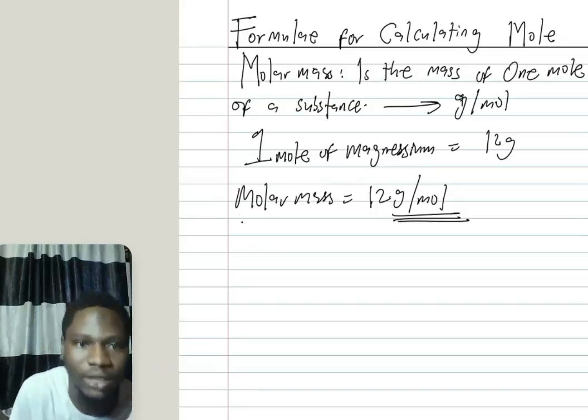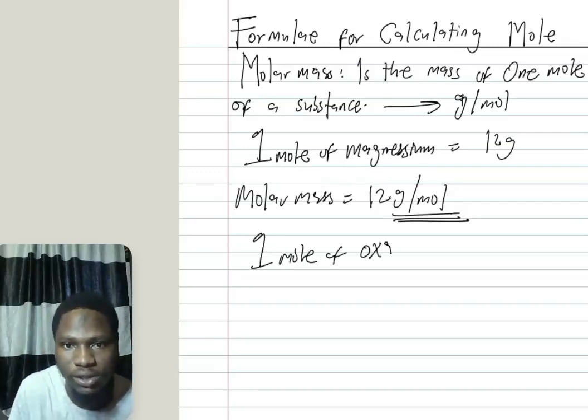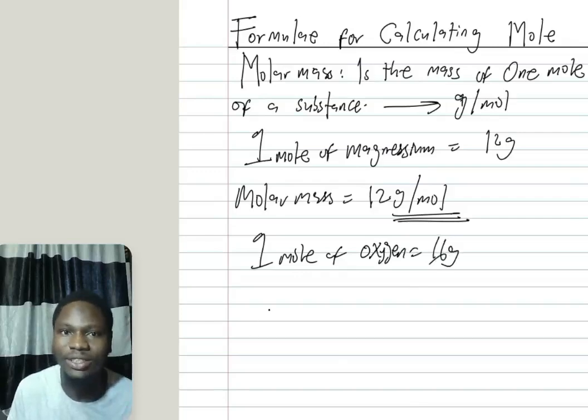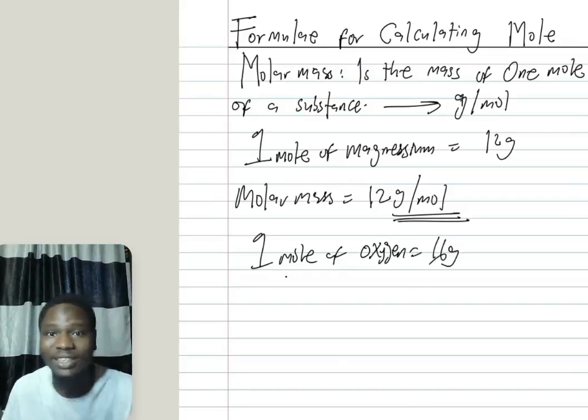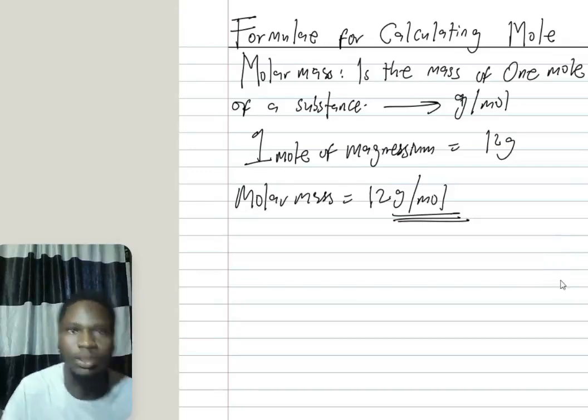Altogether, another one. If I say 1 mole of oxygen is equal to 16 grams, what does that mean? It means that the molar mass, that is the gram of 1 mole, is equal to what? 16. Who can interpret this for me? You do that in your note and you compare it to what I'm saying.